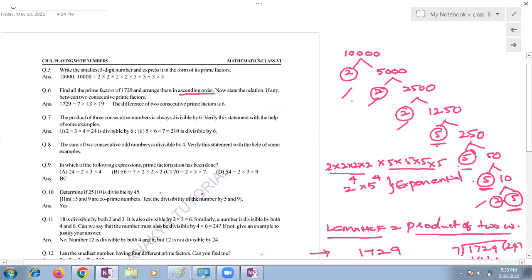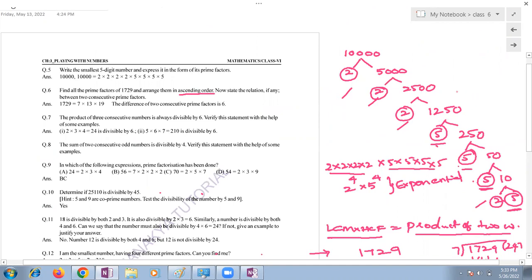Find all the prime factors of 1729 and arrange them in ascending order. Now state the relation, if any, between two consecutive prime numbers. First, we need to find prime factorization.